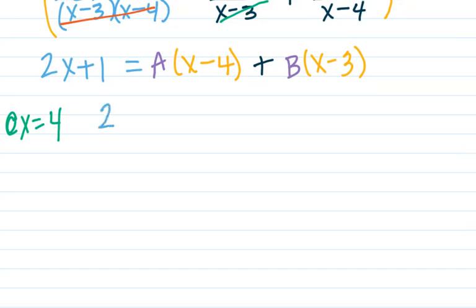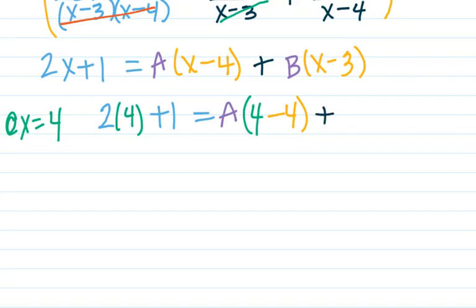So then my new equation is going to be 2, and instead of x, I'm going to put in my 4, plus 1, on the left hand side. Then I'm going to have my a term, and instead of x minus 4, I'm going to say 4 minus 4, and then, of course, plus b times, instead of x, 4 minus 3. Now, if you see here, 4 minus 4 goes away to 0. So this a term cancels out.